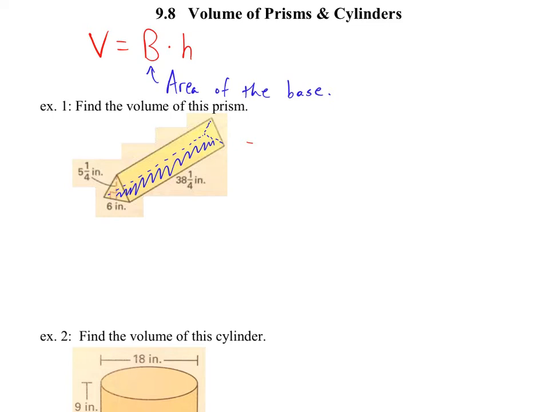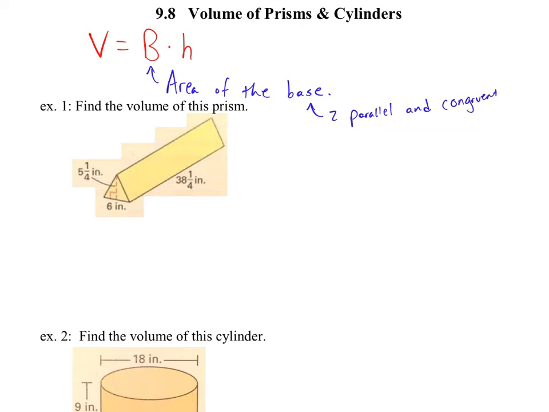If you have a prism, what has to be true about the bases of a prism? Does anyone remember? Perfect. They have to be parallel, and there was one other thing. So there has to be two of them. They're parallel and congruent, or you could say identical if you wanted to. The math word is congruent.